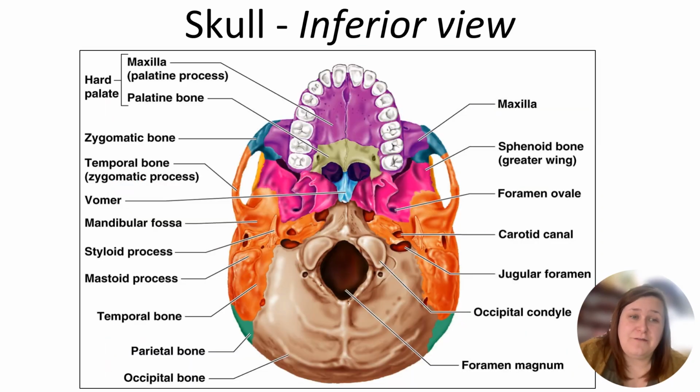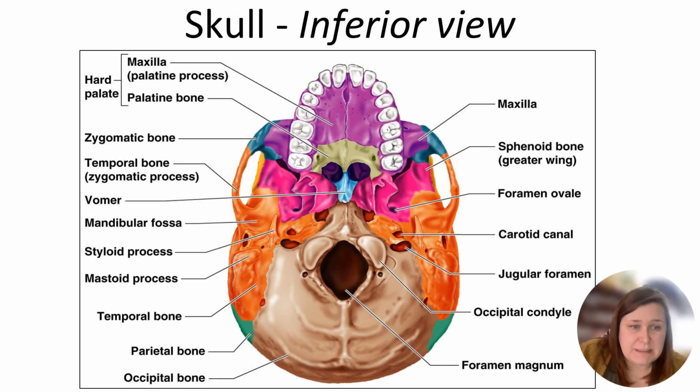And here is an inferior view of the skull. So we're looking at all of these bones, but we're looking at it from the bottom. So you can definitely see the mandibular fossa a lot better. You can see the foramen magnum. This is incredibly important. Definitely know this one. This is where the spine is going to attach to the skull. So it is incredibly, incredibly important.